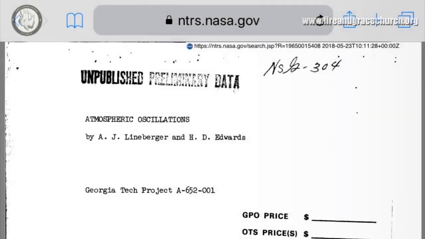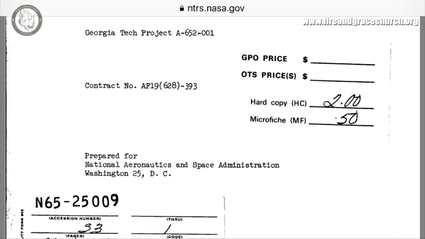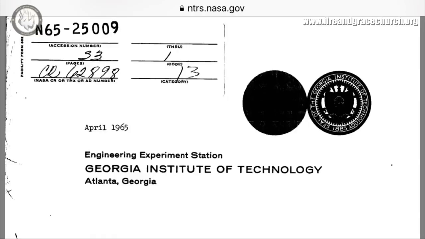Here's another one. Okay, completely different document. Where did it come from? NASA.gov, right? Unpublished preliminary data, atmospheric oscillations, it tells you the people. Georgia Tech project. Georgia Tech, here we go, right? My wife's brother is a professor at Georgia Tech. He would be losing his mind if he heard this, but his own university has been part of this. Under contract, Georgia Tech project, prepared for the National Aeronautics and Space Administration. So this was in conjunction with their engineers. Engineering Experiment Station, Georgia Institute of Technology, Atlanta, Georgia.